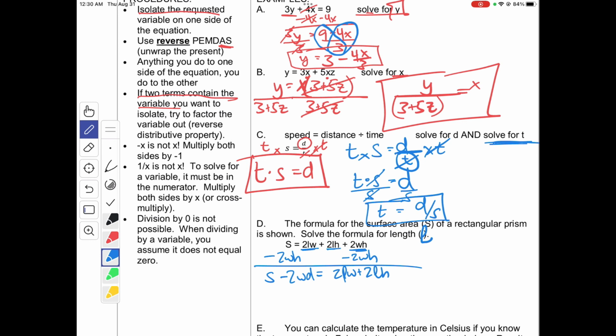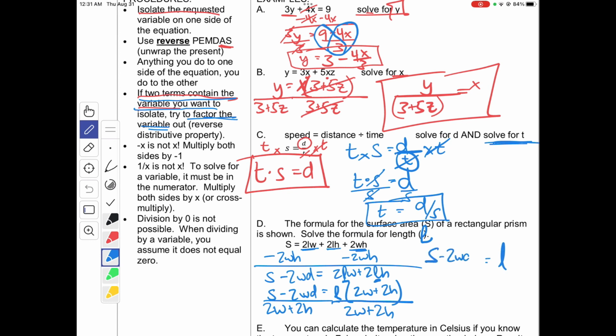All right, I now have this situation mentioned before that if two terms contain this variable that I want to isolate, try to factor the variable out. So that's what I want to do. I want to pull L out of here and pull L out of here by doing the reverse distributive property. So L I've pulled out of the expression, but I have 2W plus 2H left. And on this side I have S minus 2WH. It's now easy to get L all by itself by dividing both sides by 2W plus 2H. And you get as your final answer that L equals S minus 2WH over 2W plus 2H.